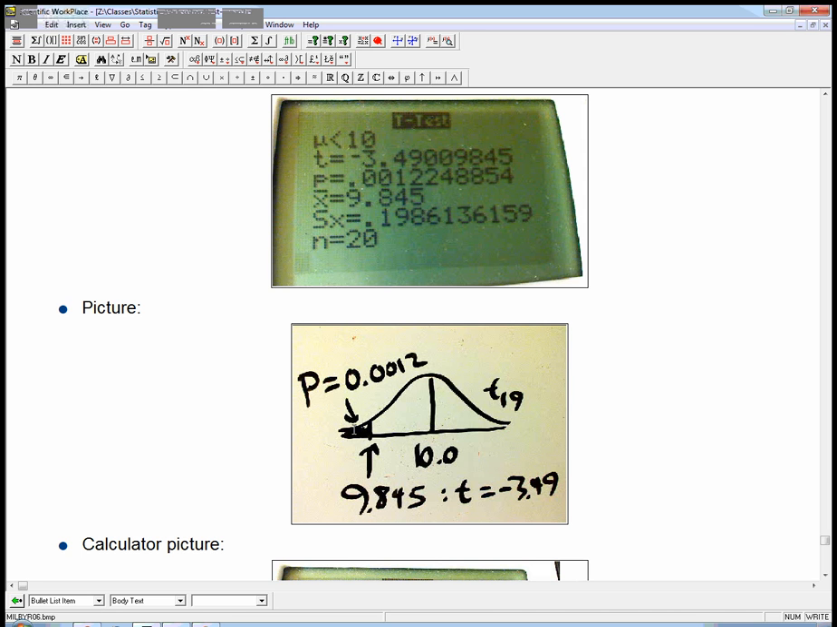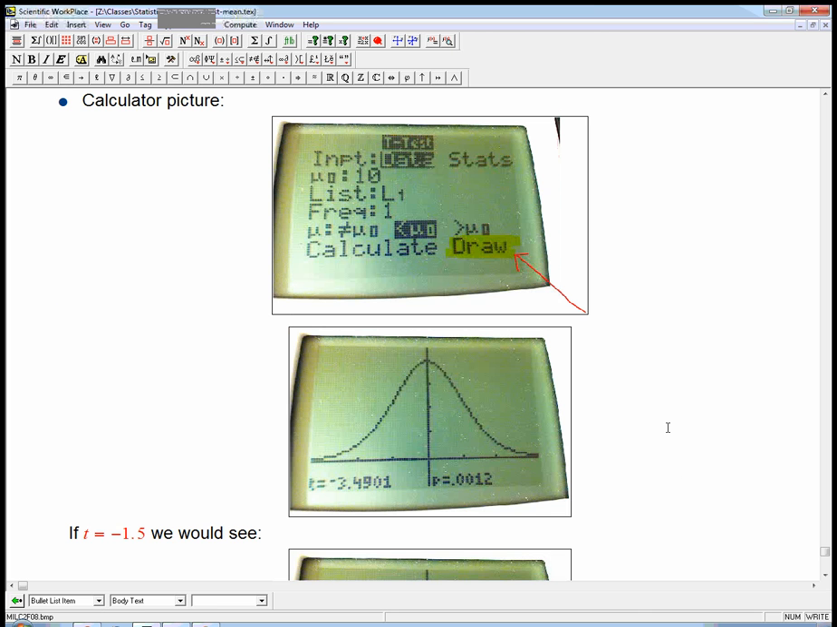The probability that if I did this over and over and over again, I would get a statistic this extreme or more extreme. Now the calculator actually does do that. If you go to the t-test and press draw instead of calculate, it draws you a nice little t-curve. This is the T19 curve, carefully drawn, and it should draw a little line and then shade in the tail.